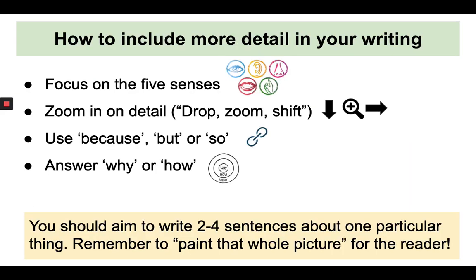Okay. So how do we include more detail? These are some easy ways that you can include more detail in your writing, whether it's descriptive writing or transactional writing or non-fiction writing like letters or arguments or articles. So one way is to focus on the five senses in descriptive writing. It is one of the easiest ways to build up detail.